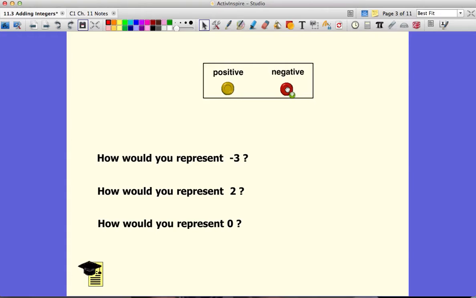If I want to represent negative 3, I would need 3 red chips. If I want to represent a positive 2, I would need 2 yellow chips. To represent 0, I would use neither positive nor negative because 0 is not either of those. Another thing that you have to understand is for every yellow chip that you have, it cancels out one red chip.